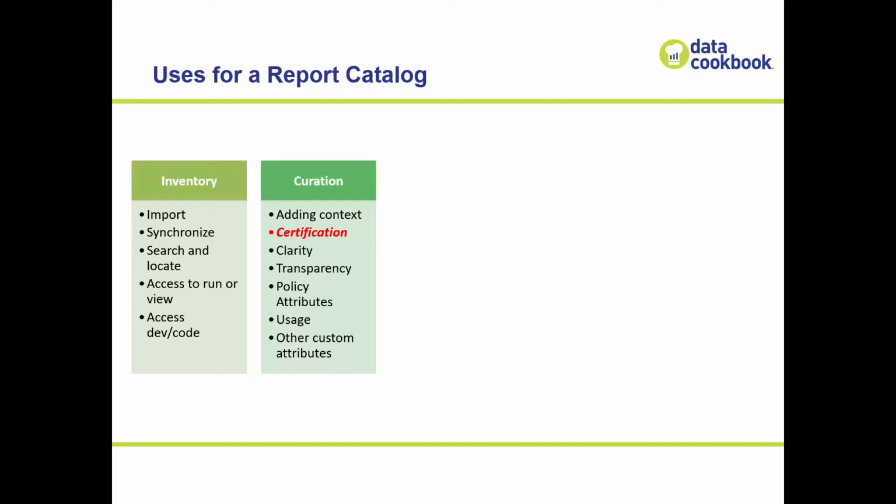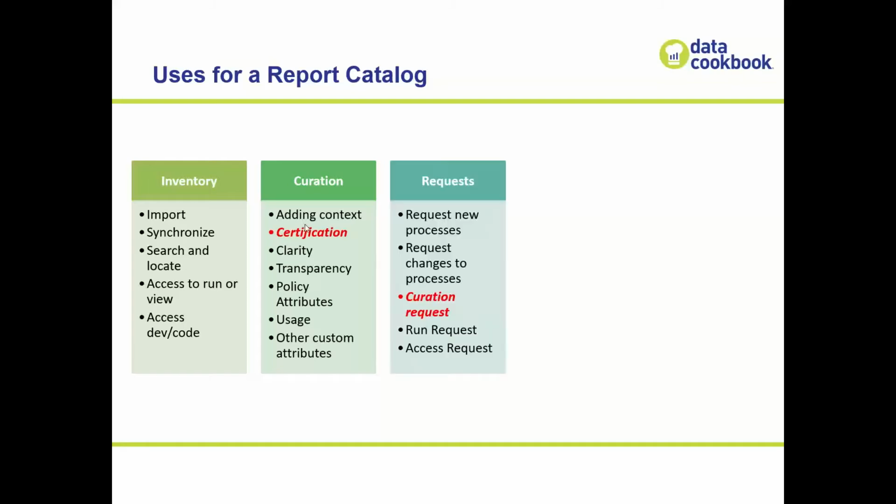You can provide definitional things like business glossary definitions for the items on there, or other bits of information. Policy attributes, like security classifications or privacy codes or data sharing agreements. Maybe you're tracking information about usage or other custom attributes around that report. But again, a bunch of supplemental information to help people understand and trust the reports more.